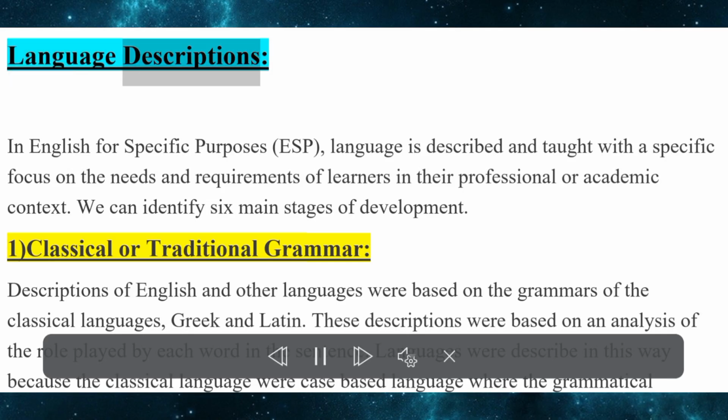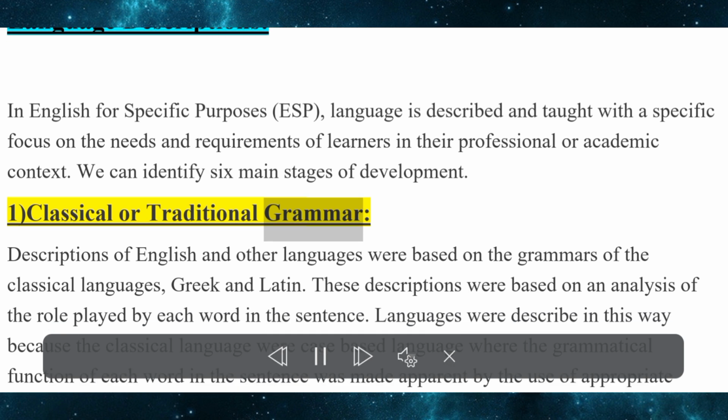Language descriptions. In English for specific purposes, ESP language is described and taught with a specific focus on the needs and requirements of learners in their professional or academic context. We can identify 6 main stages of development. 1. Classical or traditional grammar.